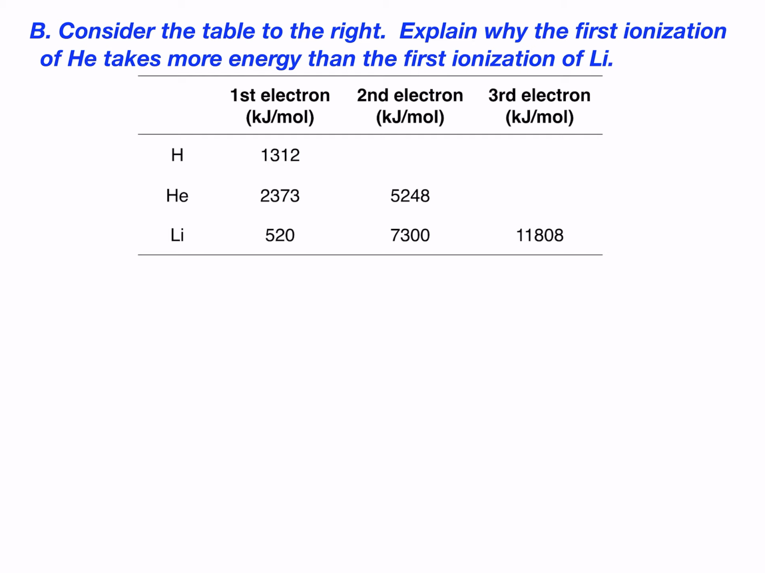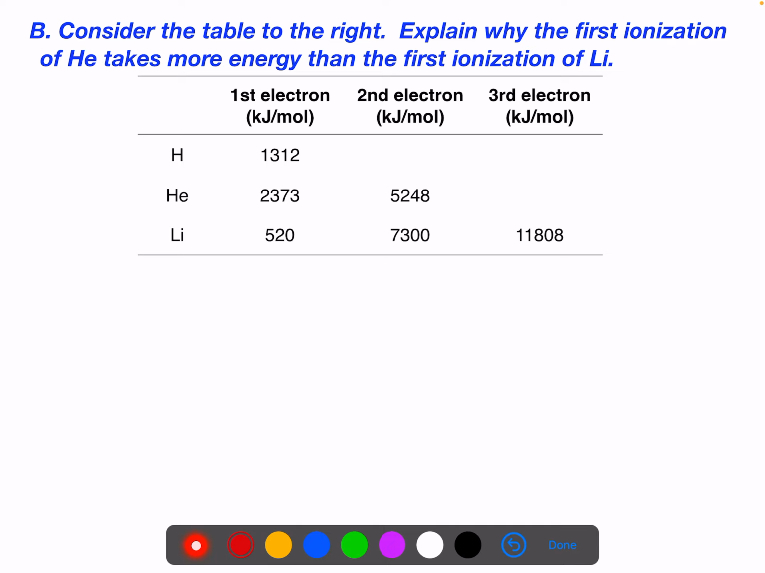So we can look at another table. Here we have a table of ionization energies, and these are the first, second, and third ionization energies of hydrogen, helium, and lithium. And now we can ask ourselves why the first ionization energy of helium takes more energy than the first ionization of lithium. The first ionization energy is comparing these two numbers here, helium to lithium, first ionization.